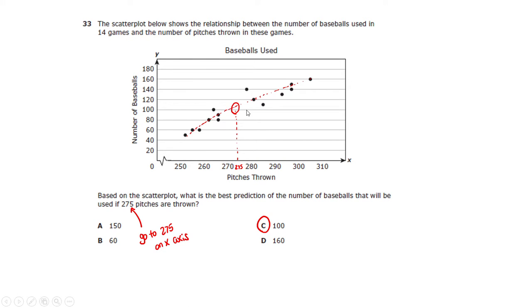So my line's not perfect down the middle. This is normally what stresses people out, is they don't have a perfect line through the middle of scatter plots. But that's kind of how that works. Mine's not perfect, and at 275, which would be between 270 and 280, I would have an answer right about here. But the only answer that makes sense is 100, because 150 and 160 are way too high. 60 is way too low. So C is the only one that makes sense.